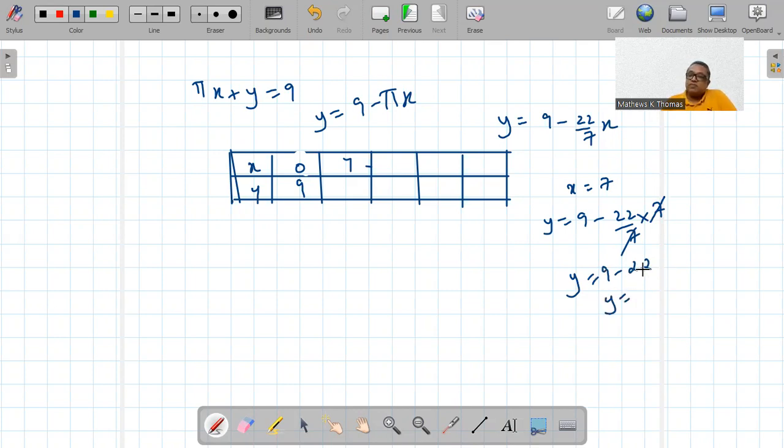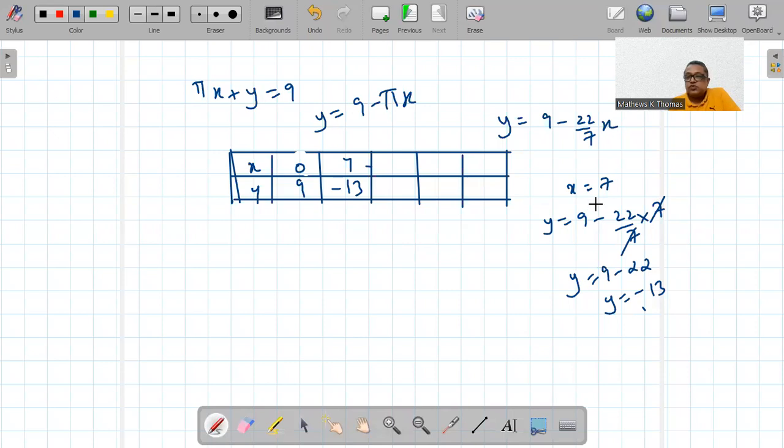So here, when I subtract this, I'm going to get minus 13, right? So one value that we had got was 0 and 9. Now I'm putting this, I'm getting minus 13, right? Next value that we can take is x is 14.